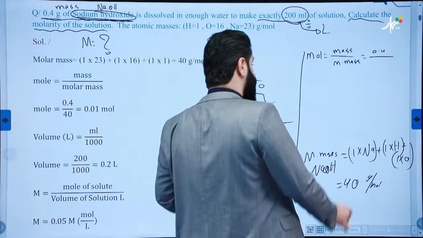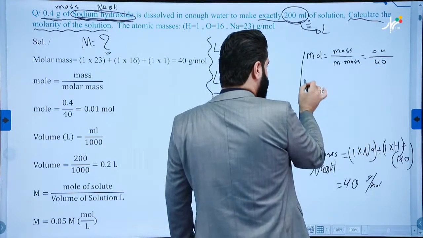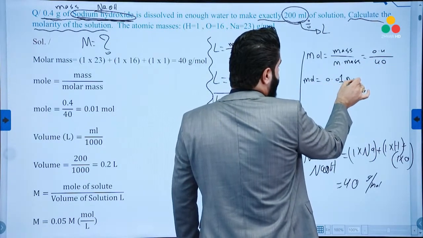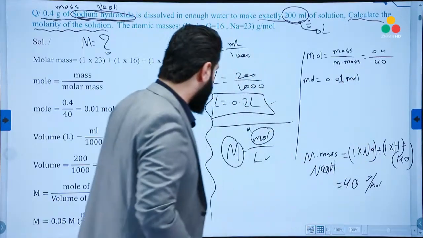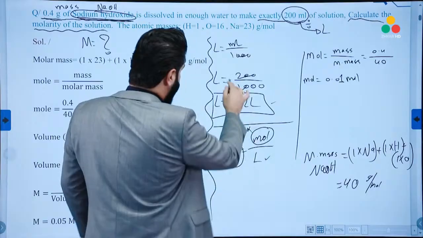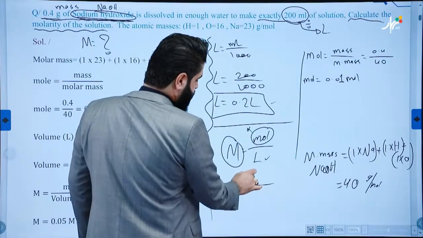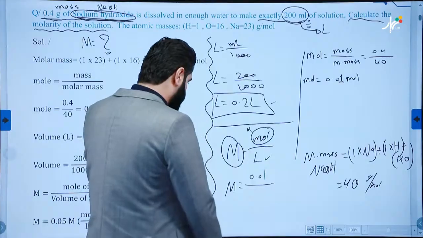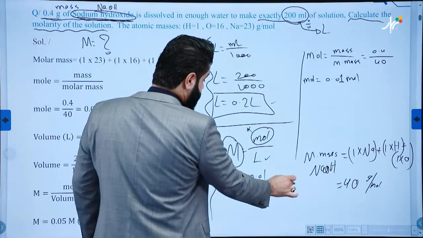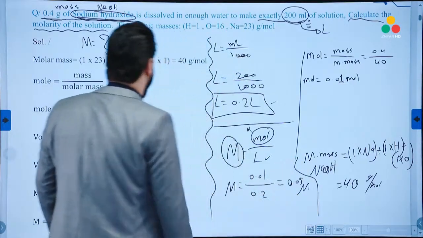Okay. Now let's find out the mole number. 0.4 divided by 40, so mole equals 0.01 mole. Very good. Now the mole number is also ready. Let's substitute this number here and liter here also. Molarity equals mole number 0.01 divided by liter, which is 0.2. The final answer is 0.05 molar. This is the molarity of the solution.